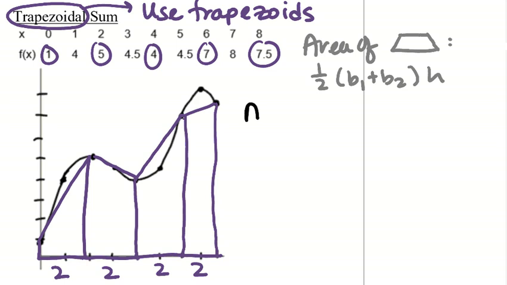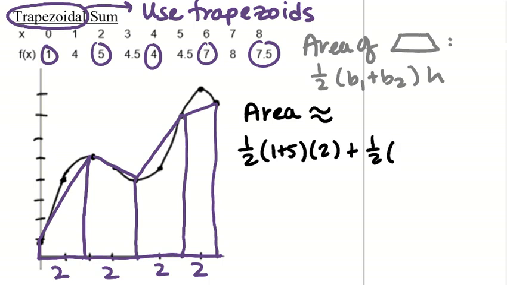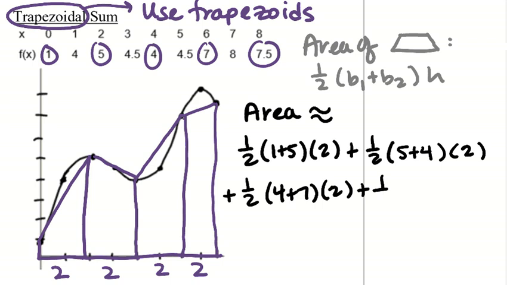All right, so in this case, area is going to be approximately equal to 1/2 times base 1 plus base 2, which is 1 plus 5, multiplied by the height, which is 2. Plus 1/2, you add up the 2 bases. The next one's going to be 5 and 4, multiplied by the height, which is delta x. We're going to add in the third one: 1/2, add 4 and 7, multiplied by the height. And then lastly, the last 2 will be 7 and 7.5, and then we multiply by 2. And then, anybody have a suggestion for what I should do here?